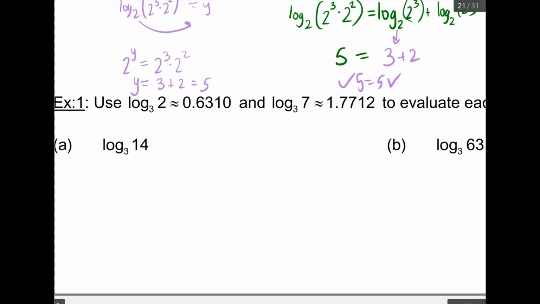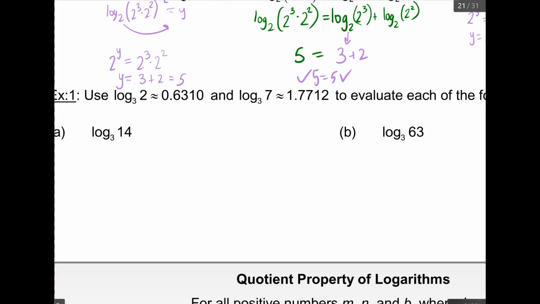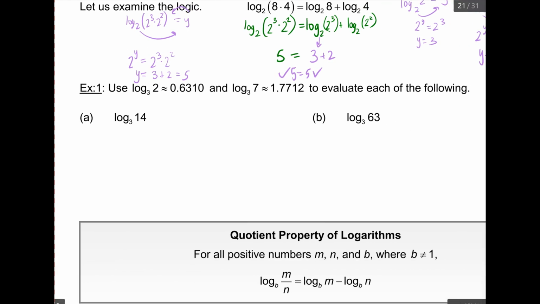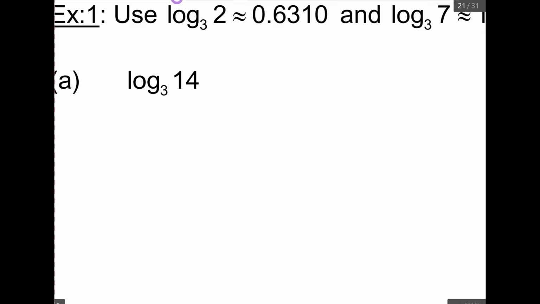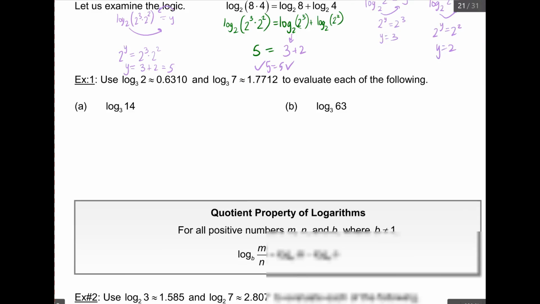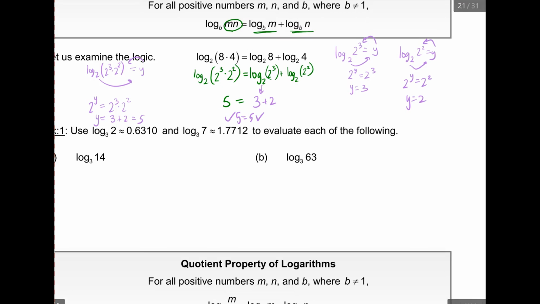So for example 1, we want to use log base 3 of 2 and log base 3 of 7 to evaluate each of the following. Meaning I want to break this inside part into a series of 2's and 7's. That would be ideal. What do you do before you set each of the logarithms to y? Well, that's how we knew how to solve logarithms. This is what we've previously learned.